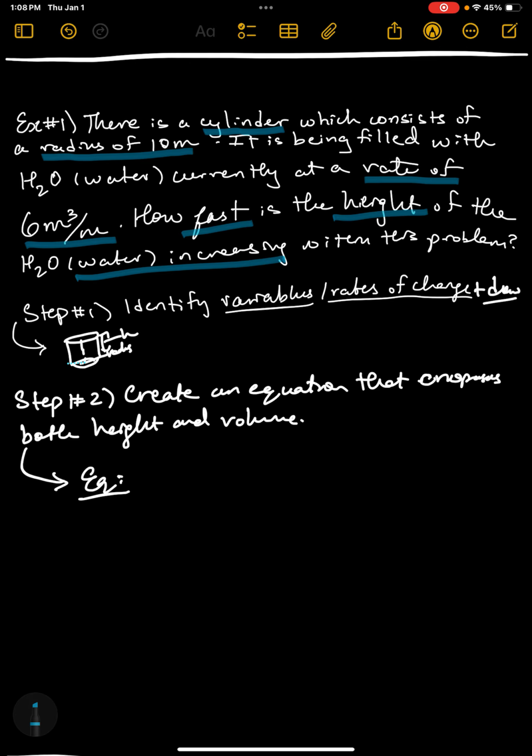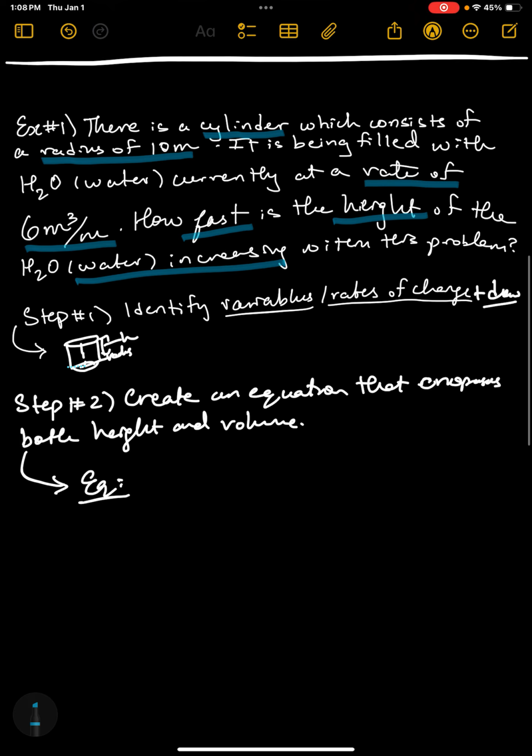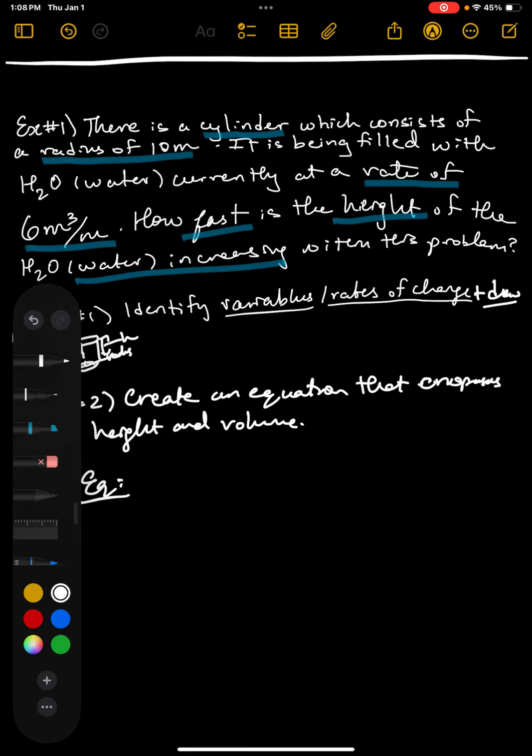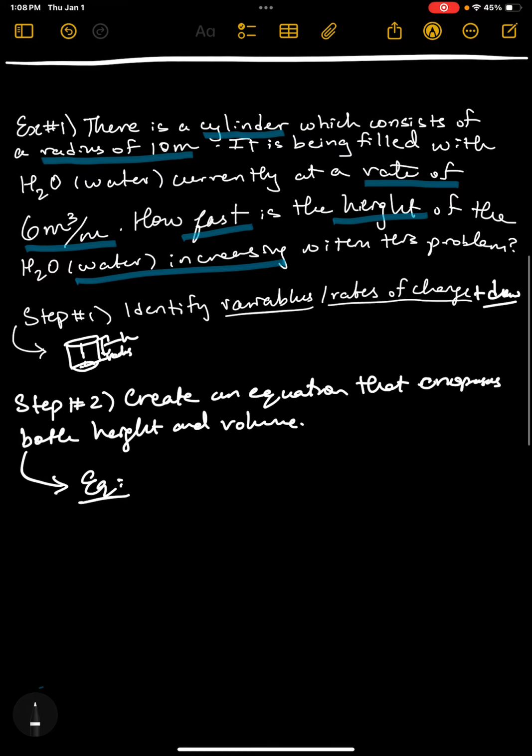So that's the first step, is to just highlight important information within the problem and things they give you. Now, the second step here is to identify the variables or the rates of change. And you have to draw the situation out, if possible. So right here, I've drawn a cylinder, right? Because this is a cylinder problem. They're talking about a cylinder, it consists of this radius, it's being filled with water at that rate. So here's a cylinder I've drawn with the height mentioned here, the radius mentioned there.